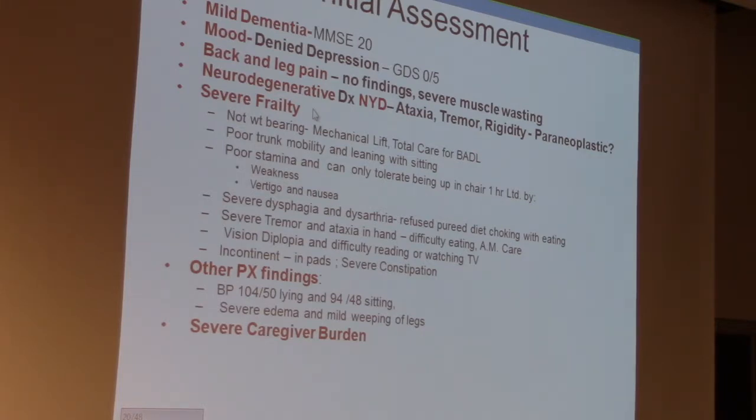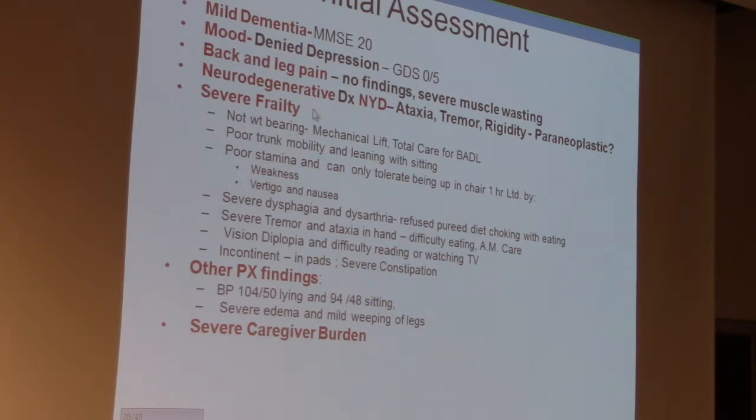He had mild dementia. His MMSE was 20. His mood, he denied any depression. His short geriatric depression scale was 0 to 5. He had some back and leg pain, but there were really no findings. He had severe, generalized muscle wasting. I mentioned this neurodegenerative problem he had with ataxia and tremor, rigidity. I even wondered if it may have been a paraneoplastic problem.